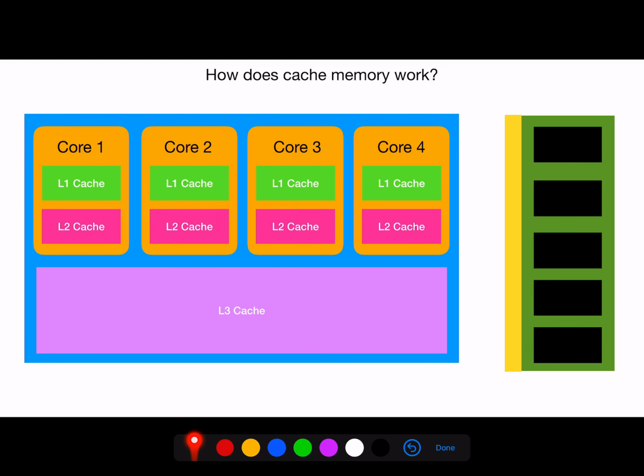You may think to yourself, why isn't all memory made out of level 1 cache, because it's the fastest? Well, it's also extremely expensive. It's the smallest storage size, but the most expensive memory, and that's because it's so quick.